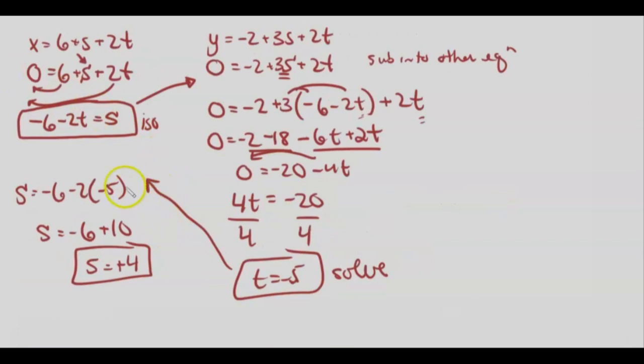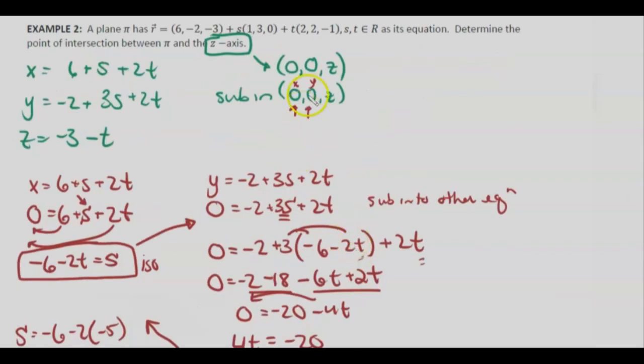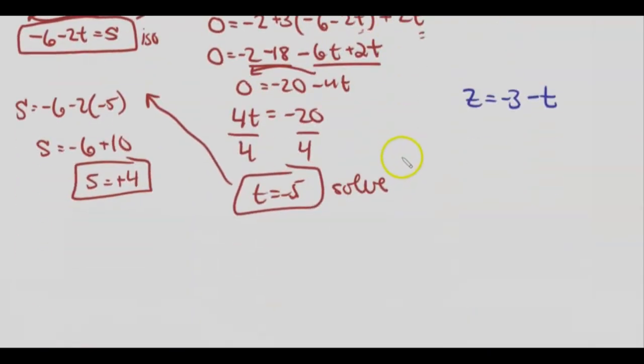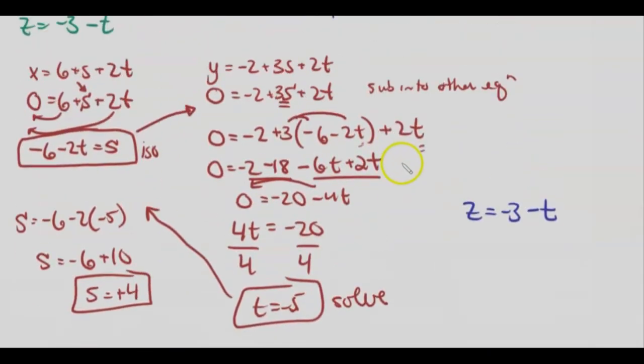Okay, so since we know the parameters s and t that satisfy our point 0, 0, what we can do is take those two parameters, substitute them into the z equation, which is negative 3 minus t, and then we can actually solve for what our z value would be, right? Because we're talking about the point of intersection of the z-axis.